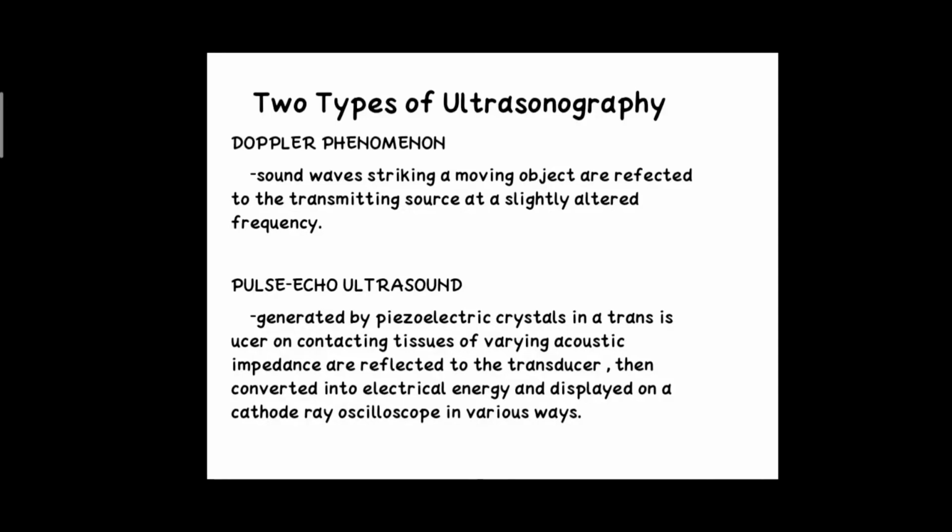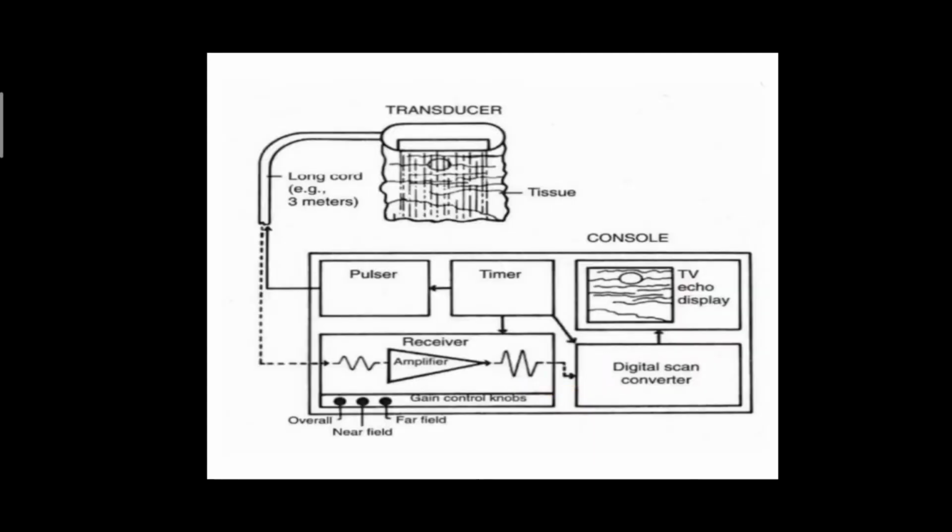In the Doppler phenomenon, sound waves striking a moving object are reflected to the transmitting source at a slightly altered frequency. The ultrasonic fetal pulse detector that is based on the Doppler phenomenon consists of a transducer and an amplifier. In this image, the transducer, when applied to the animal's abdominal wall or inserted into the rectum, emits a narrow beam of high-frequency waves, and the movements of the fetal heart or blood flow in the fetal or maternal circulation alter the frequency of these waves.